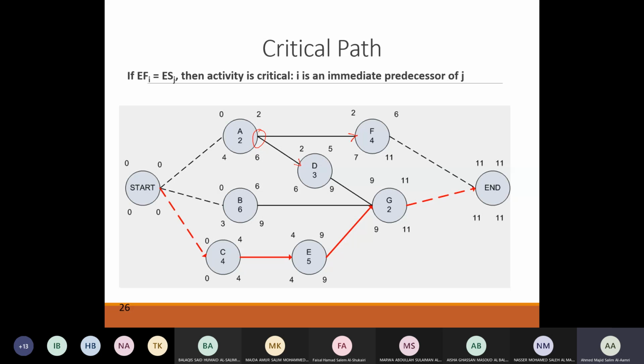What is the relationship between D and G? I need to finish D in order to start G. Do you have an arrow between D and G? Do you remember when I told you that if I have a task, here it's going to be start and here it's going to be finish? Did I tell you that?